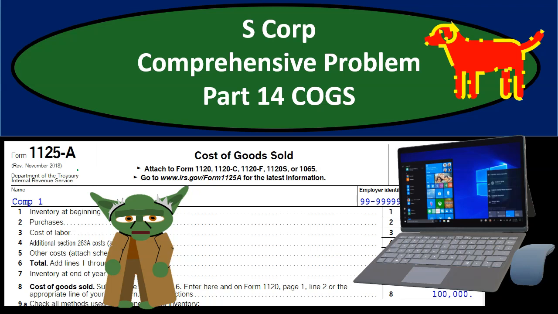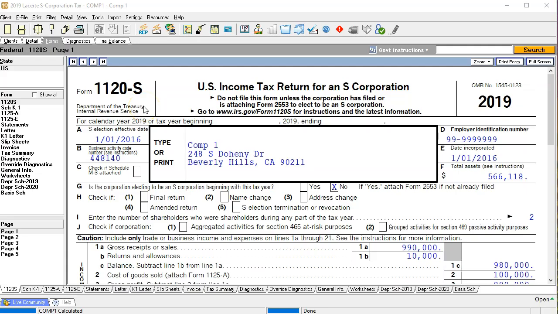If you'd like to input this directly into the tax forms, we will provide those as well. They can also be found on the IRS website at irs.gov. Here we are in our 1120S.